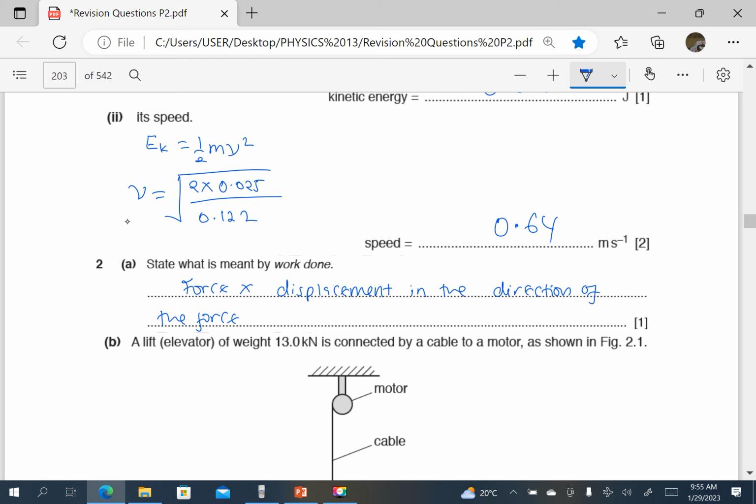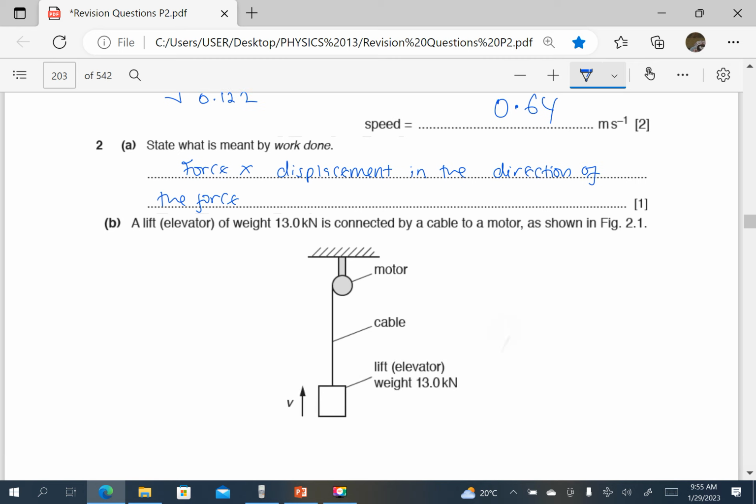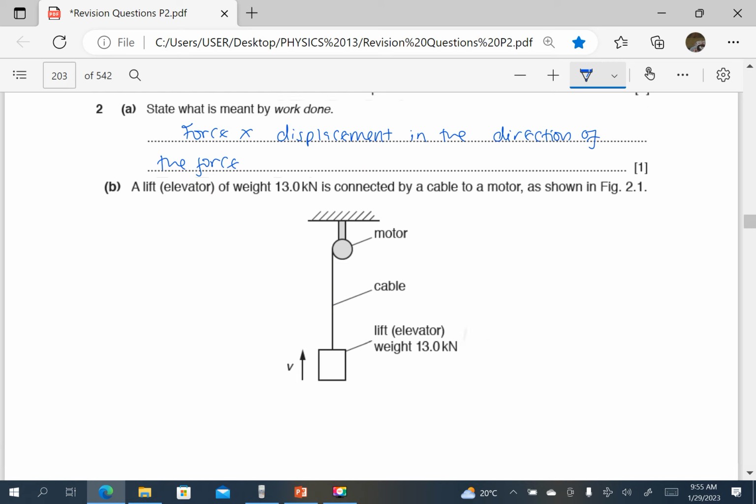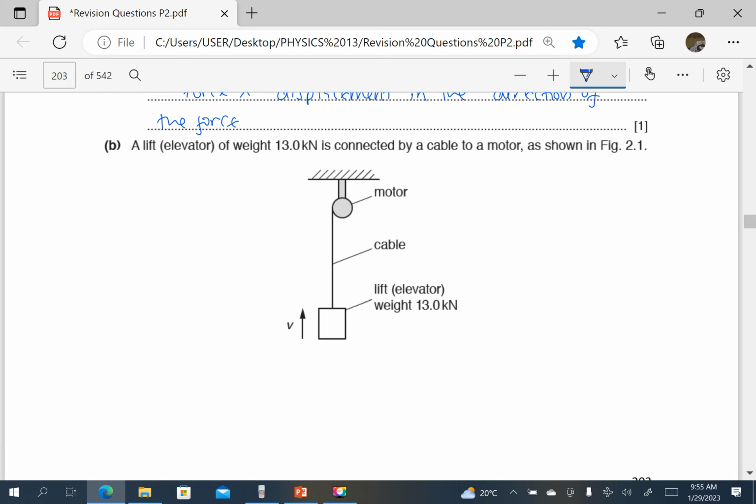Force times displacement in the direction of the force. Okay. A lift of weight 13.0 kilonewtons. We know that the weight acts vertically downwards. So this is the weight, which is 13.0 kilonewtons, and it is connected by a cable to a motor as shown in the figure.